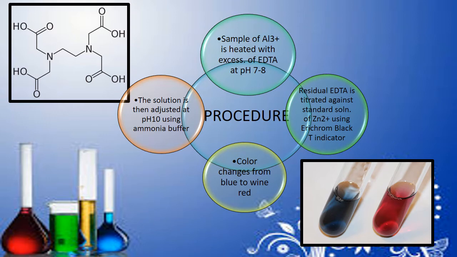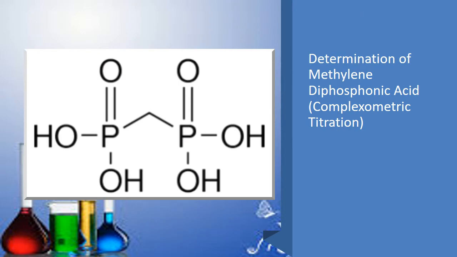Then, in the second step, the solution is adjusted to pH 10 using the ammonium buffer. In the third step, the residual EDTA is titrated against the standard solution of zinc ions using eriochrome black T indicator. Last, the color changes from blue to wine red. The picture below shows the color change from blue to wine red, and the structure above shows the structure of EDTA. The next is the determination of methylene diphosphonic acid, which is determined through complexometric titrations.